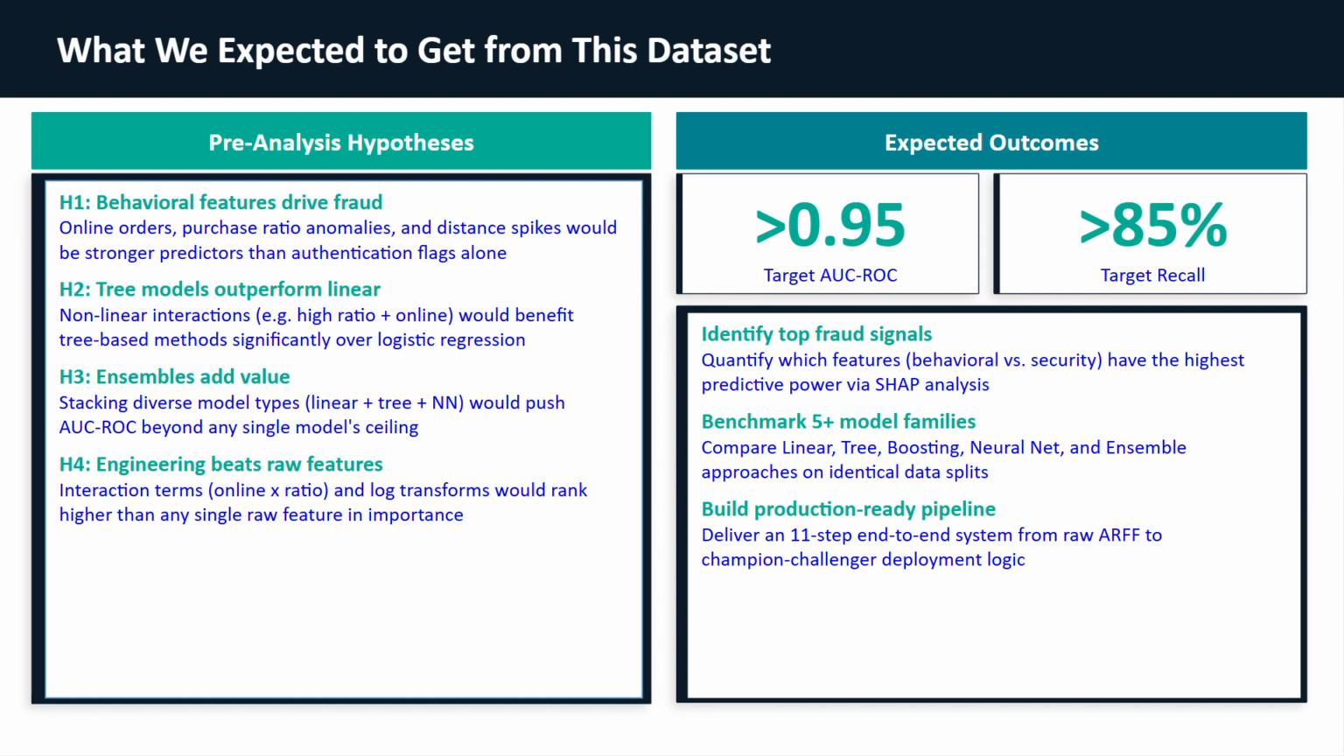As for the outcomes, we expect the target AUC-ROC to be greater than 0.95, and the target recall to be greater than 85%. We want to quantify which feature has the highest predictive power via SHAP analysis, and we want to compare different models, from linear to tree boosting to neural networks, to see which one performs best. We deliver the 11 steps end to end, from raw data to the final deployment logic.